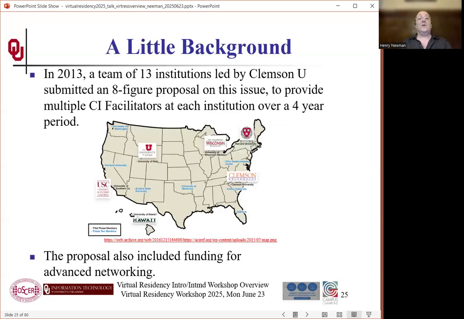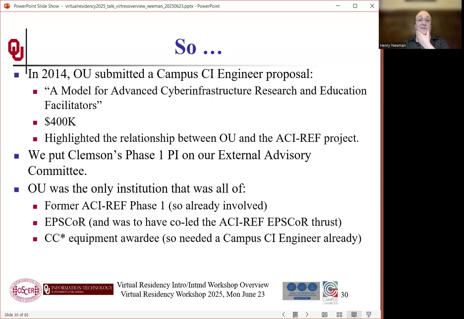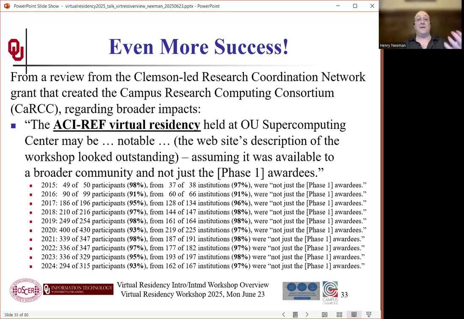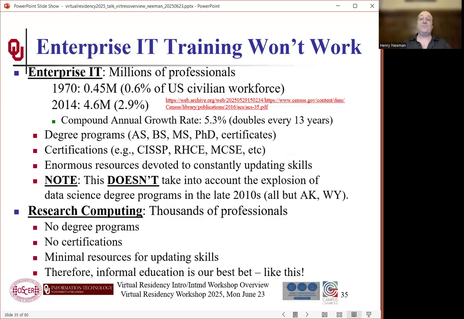Okay, so I'm going to skip over this in the interest of time. This is some background, some historical stuff about how we got here, but we honestly don't have time to spend on it. So I'm going to move on and pitch why we're doing what we're doing. Why is it that enterprise IT's approach to training won't work for research computing professionals in general and research computing facilitators, cyber infrastructure facilitators in particular?